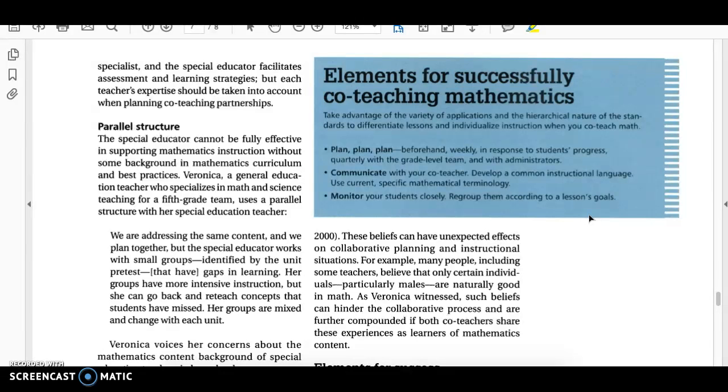To have 2 teachers in a room, I just don't see how that could be a bad thing. And so I very much enjoyed this article and reading through these 5 types of co-teaching structures.